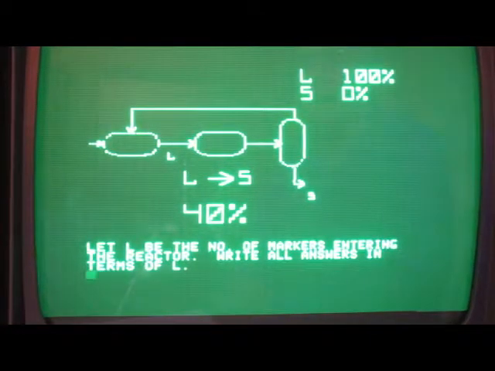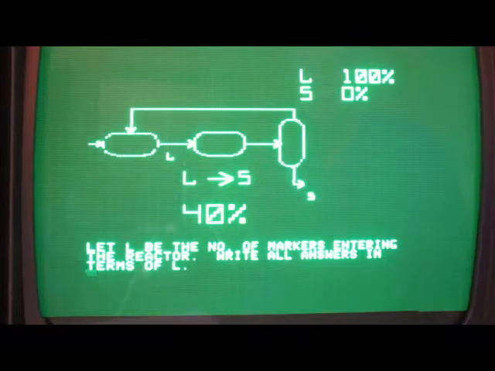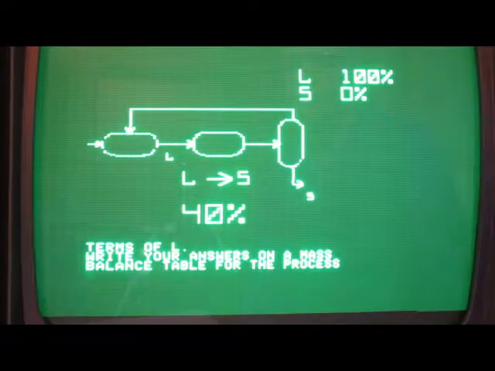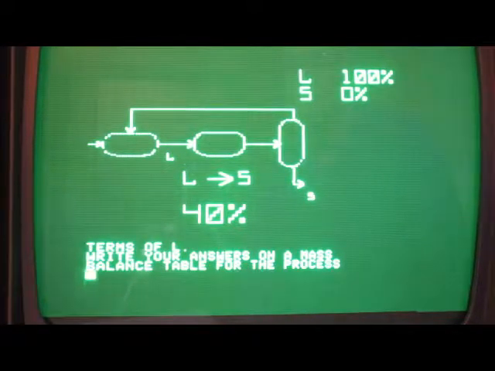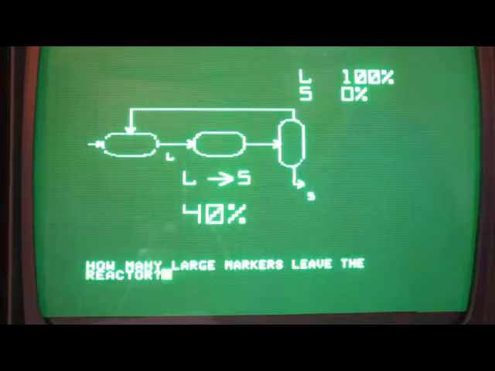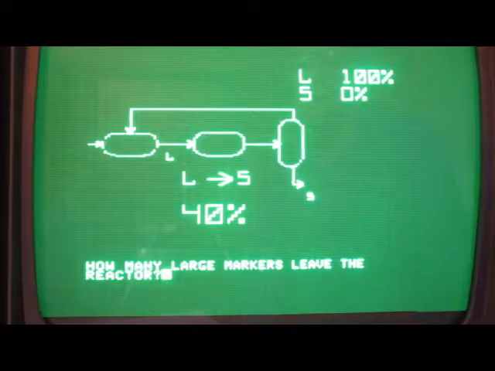We're going to let L be the number of markers entering the reactor. We're going to write all the answers in terms of L. So we're going to figure that out ahead of time and then answer the questions. How many large markers leave the reactor? L come in and 40% are reacted, so 60% leave the reactor.